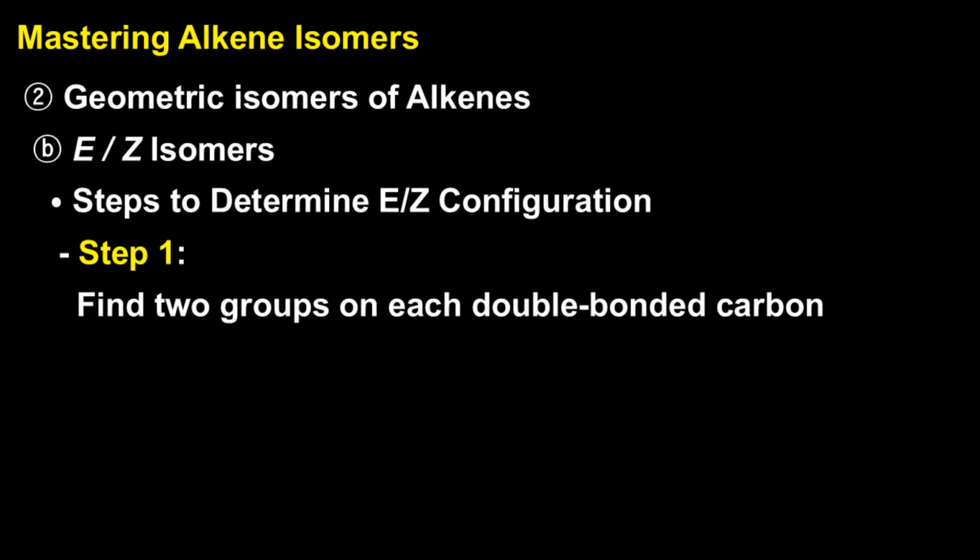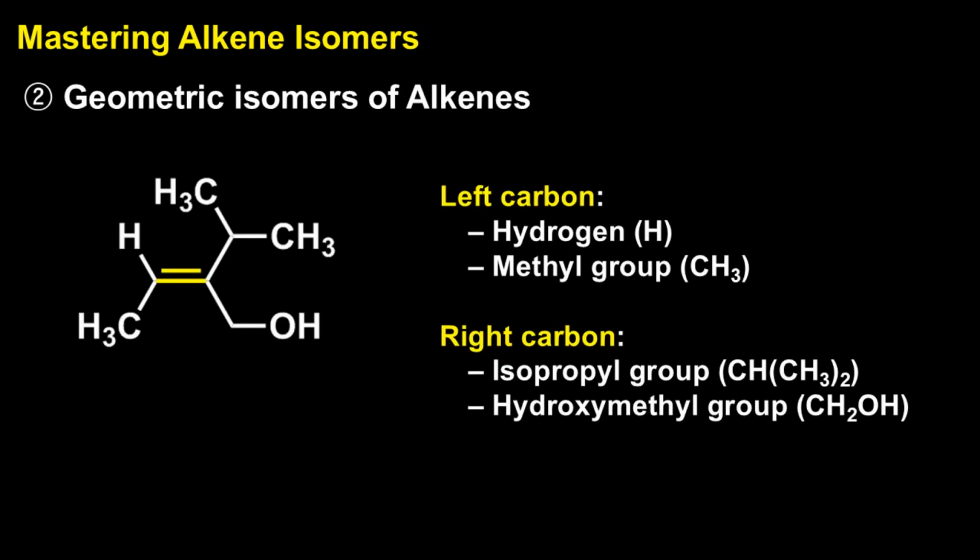Okay, let's go over the steps to figure out if a double bond is E or Z. Step 1. Identify the 2 groups attached to each carbon of the double bond. Just go one carbon at a time and list what's connected to it. That's it for this step. No need to rank anything yet. We're just figuring out what the 4 groups are around the double bond.